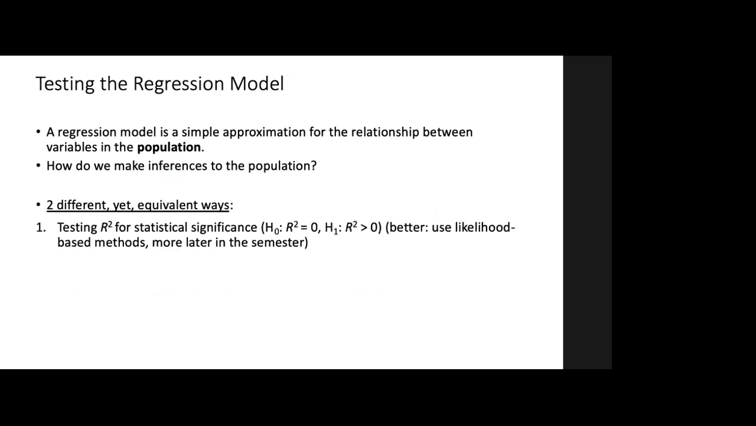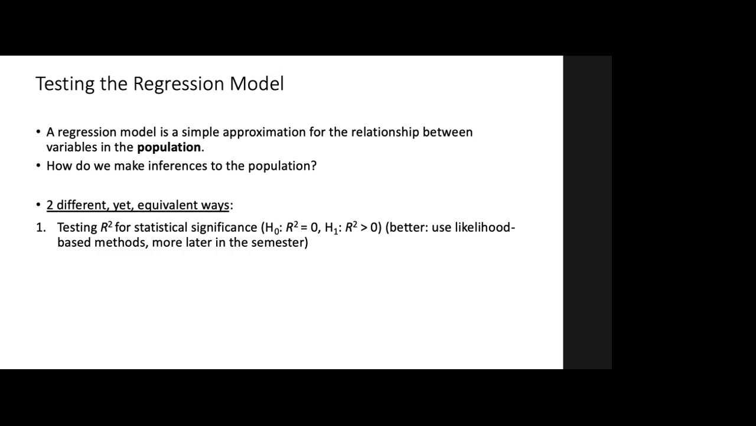A regression model is always an approximation of the relationship between the variables in the population. So how do we make inference to the population? How do we determine whether the variability explained by our model is something we can generalize to the population? There are two different ways. They're equivalent, so you can choose whatever fits your needs better. It depends whether you're more interested in prediction or in the relationship between your predictor and your outcome. The first way is that we test our R-squared for statistical significance.